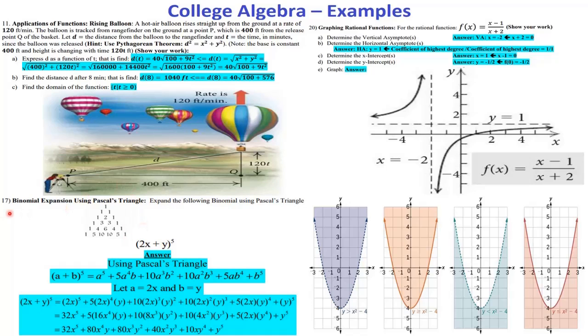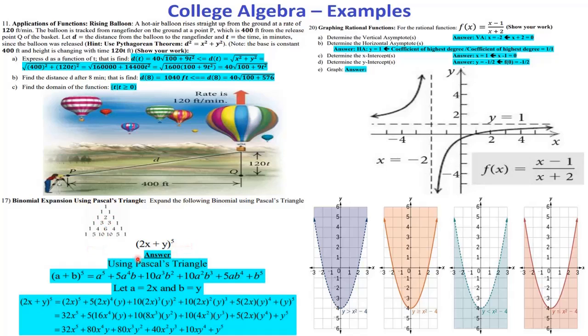Okay, then I have here polynomial expansion using Pascal's triangle. This is the Pascal triangle. At the top, one means a plus b to the 0, a plus b to the first, a plus b to the second, a plus b to the third, a plus b to the fourth, a plus b to the fifth. So those are coefficients.